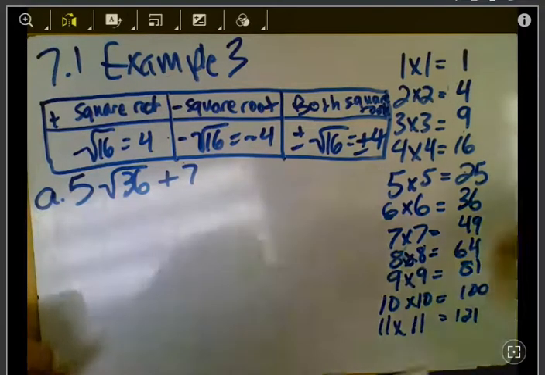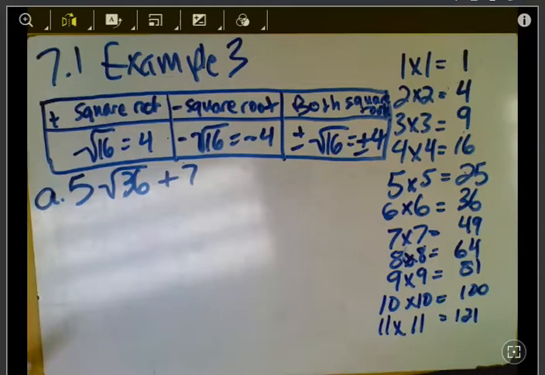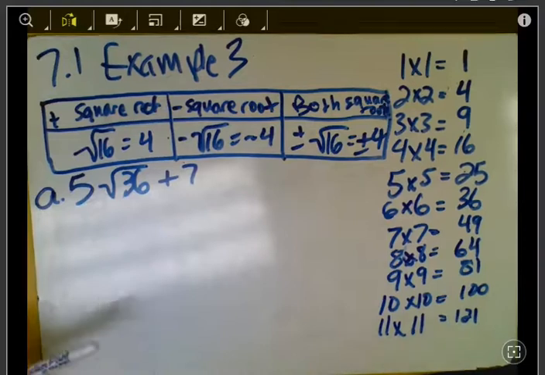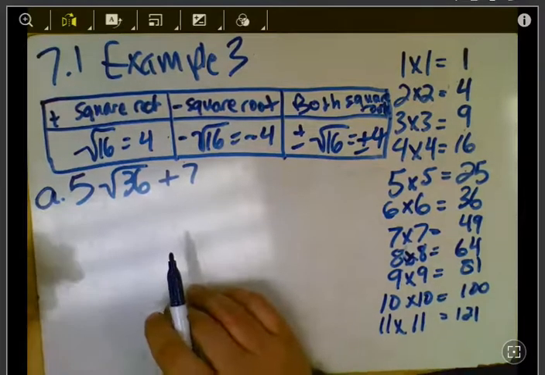Example 3 for 7.1. Just lost my marker. That's no good. So, what we're doing now is evaluating expressions involving square roots. There's a little bit more to it. There's a couple extra steps we have to do.